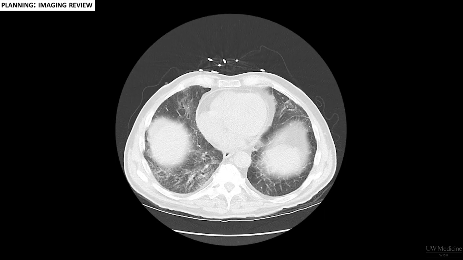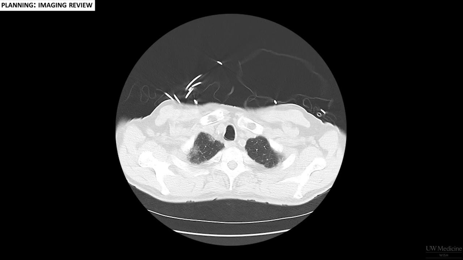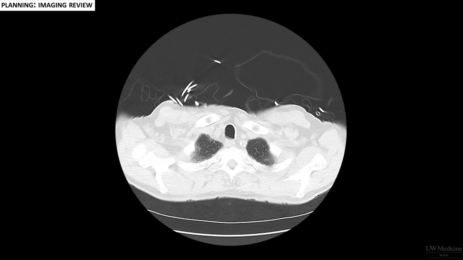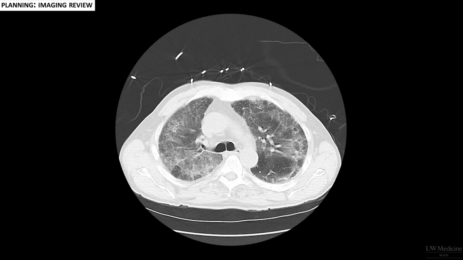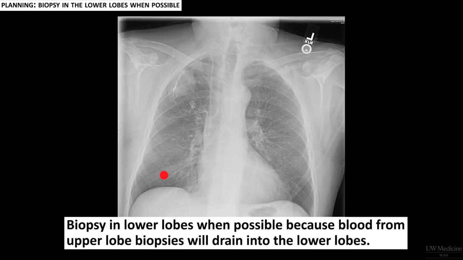By contrast, in this example, the disease is diffuse. In such cases, we typically choose to take biopsies from the lower lobes or the right middle lobe. These locations carry some advantages over the upper lobes. Firstly, when we biopsy in the lower lobes, gravity helps to keep any blood in the biopsy segment. Whereas when we biopsy in the upper lobes, blood can drain into the rest of the lung much more easily.